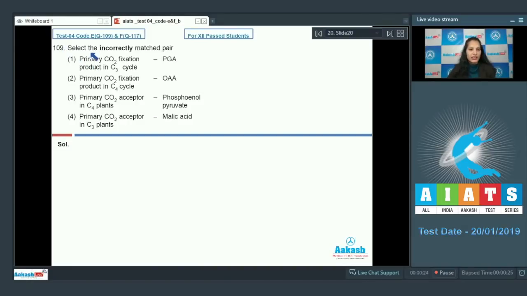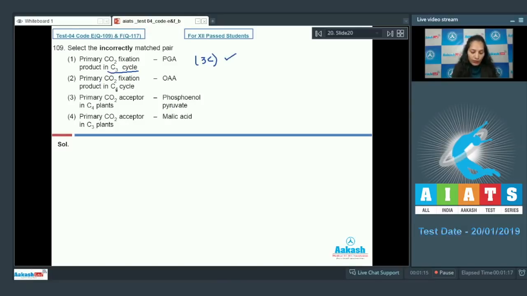Question number 109. Select the incorrectly matched pair. First option, primary CO2 fixation product in C3 cycle, PGA. Second, primary CO2 fixation product in C4 cycle, OAA, that is oxaloacetic acid. Third, primary CO2 acceptor in C4 plants, phosphoenol pyruvate, PEP. Fourth, primary CO2 acceptor in C3 plants is malic acid. Which one is the incorrectly matched pair? Primary CO2 fixation product in the C3 cycle or the Calvin cycle is a 3-carbon compound, that is PGA, phosphoglyceric acid. So this is a correctly matched pair.